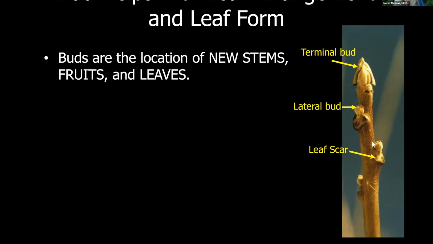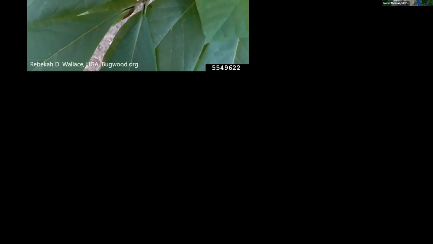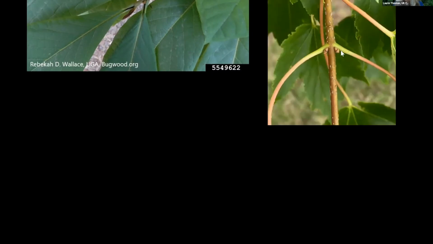So being able to see those buds is going to be helpful, especially in helping us determine our leaf form. They're very useful. So we'll look at just a few buds. I love this one. This is pawpaw. I always think of it like a moth's antenna, one of those bushy antennas. And here's our maple bud.